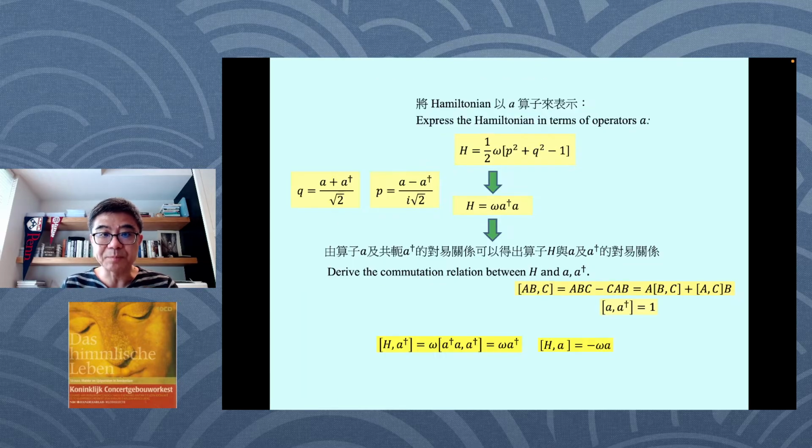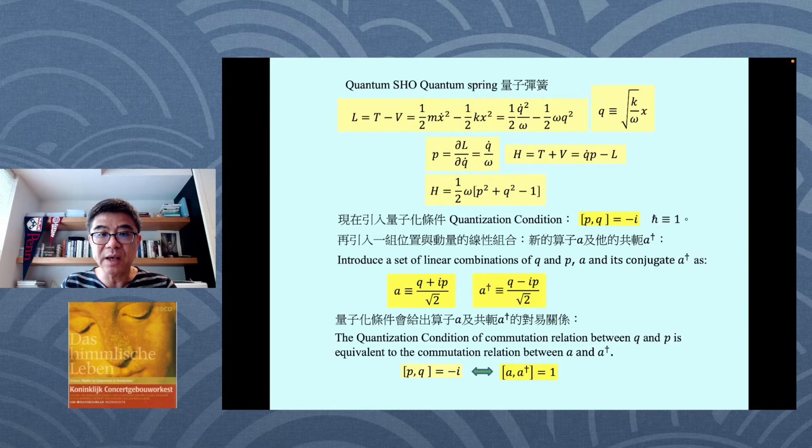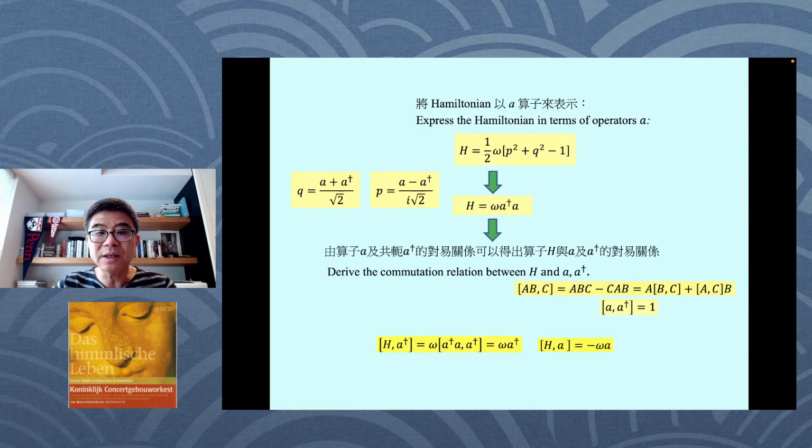But let's proceed further. Now we have the commutation relation between A and A dagger, and I would like to write the Hamiltonian in terms of A and A dagger. It's actually quite simple. That's why I made this choice of the relation between P, Q and A, A dagger. If you plug these two relations into the definition of the Hamiltonian, you can easily derive that H is equal to omega A dagger A.